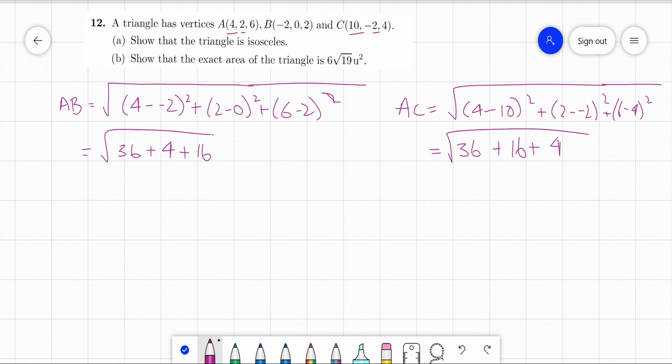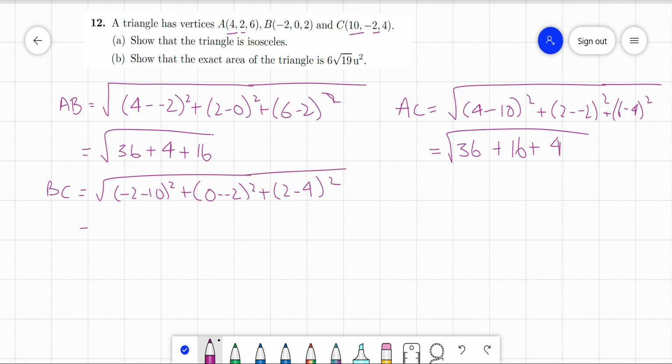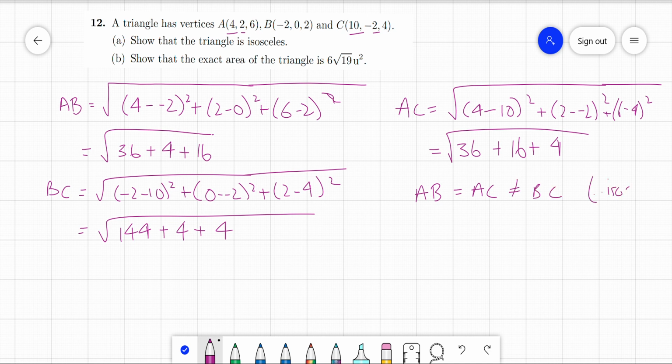So let's just make sure it's not equilateral. If I look at BC, I'm going to get minus 2 minus 10 squared, 0 minus 2 all squared, and 2 minus 4 all squared. So that one hopefully gives me something different. That will be 12 squared, 2 squared, and 2 squared. Yeah, so definitely different. So you can see that AB equals AC, and they don't equal BC. I'll put therefore isosceles. Alright, so it's definitely isosceles.